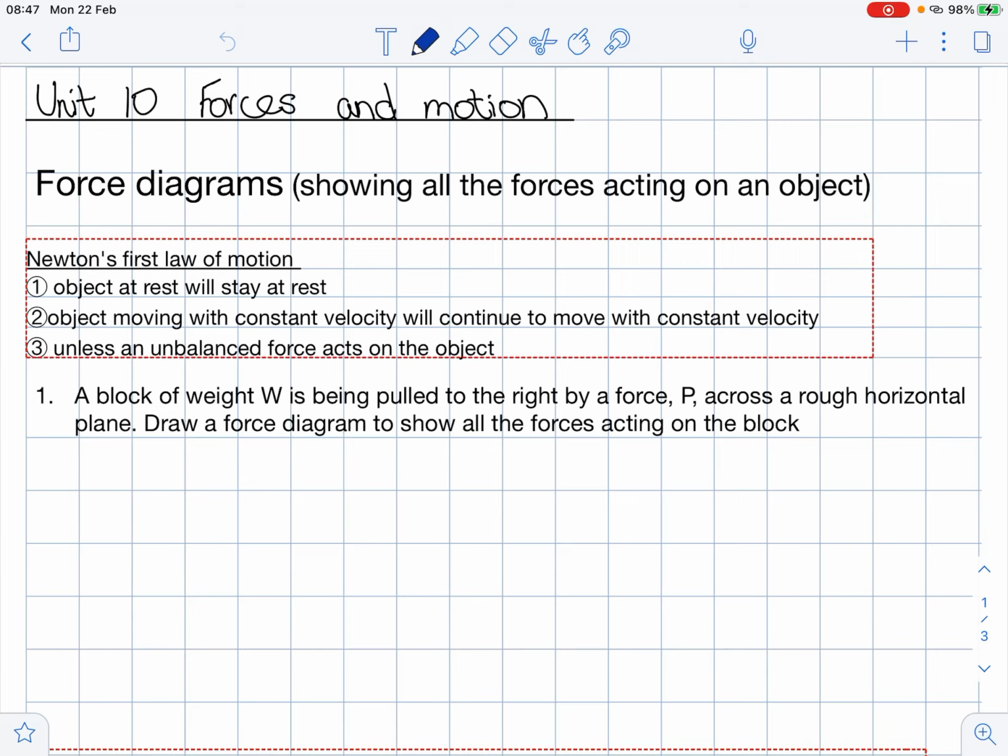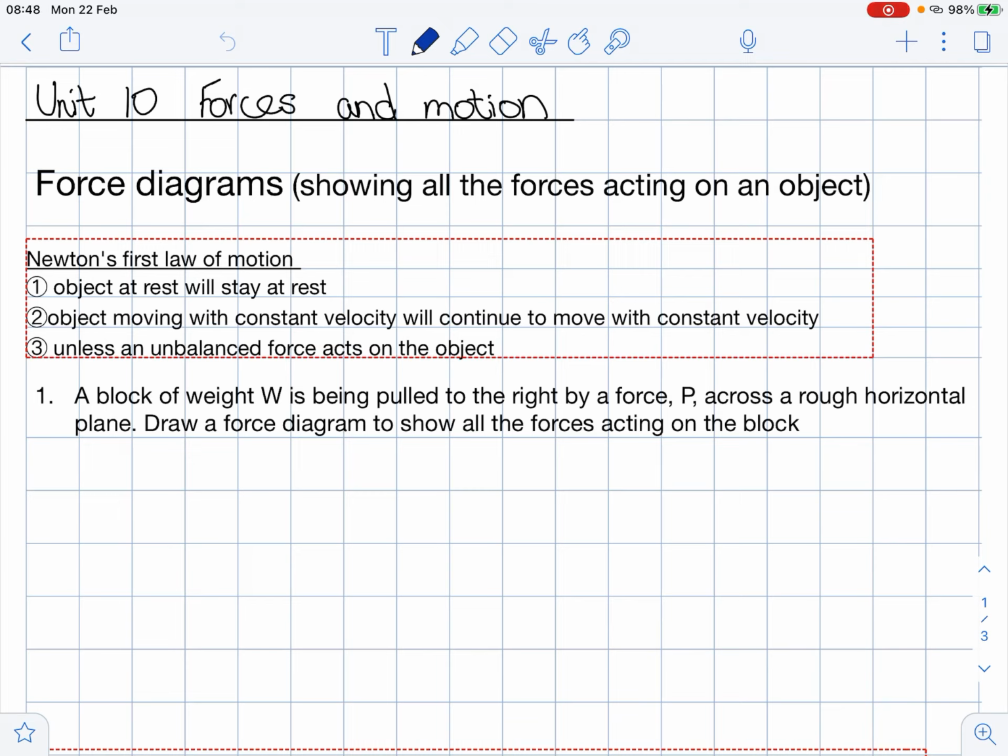So, what is a force diagram? A force diagram shows you all the forces acting on objects. And we usually do this by using arrows pointing in the direction in which the force acts. And we can use a force diagram to help us to model problems involving forces.